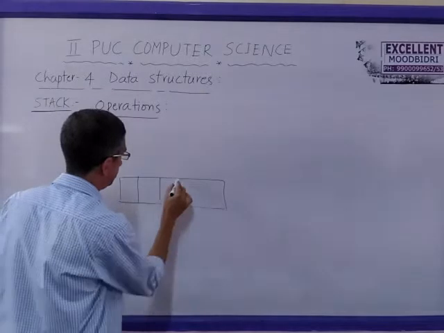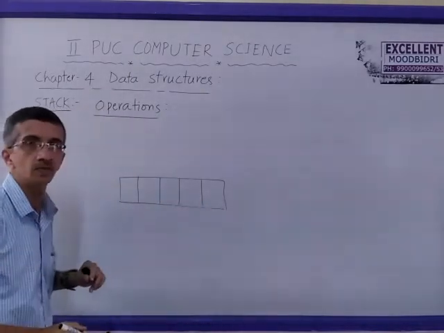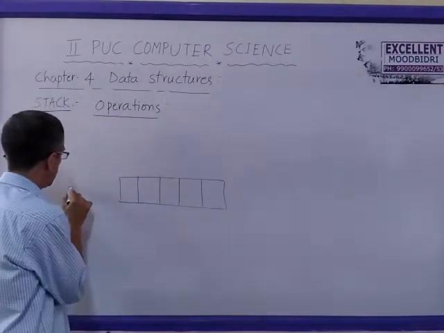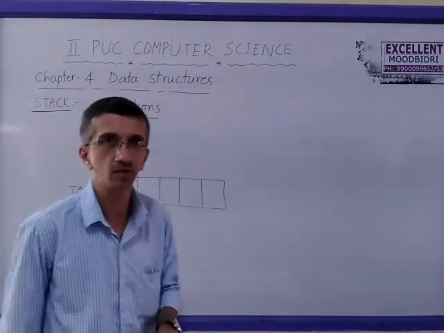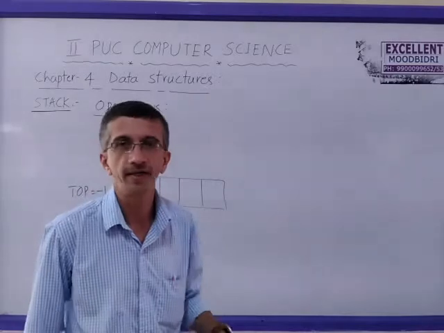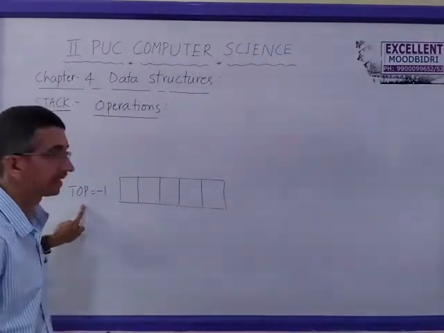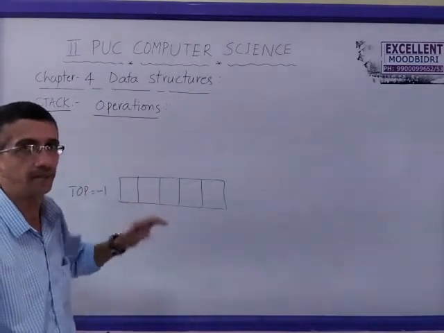Suppose the stack is empty, like this. Now top is usually taken as -1. You know, top is taken as -1 to begin with, because there is no item. So this status indicates that the stack is empty.